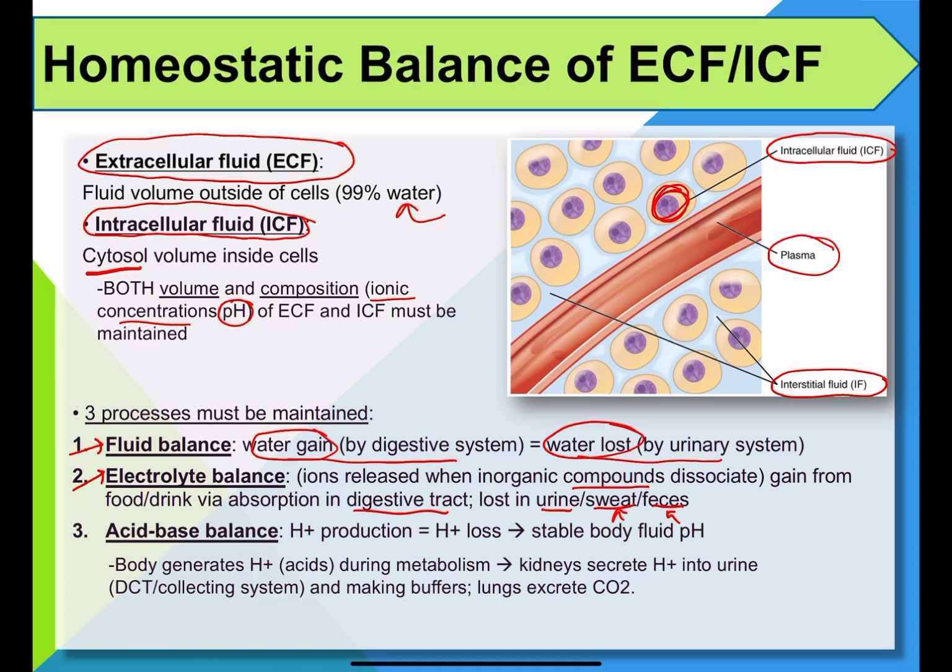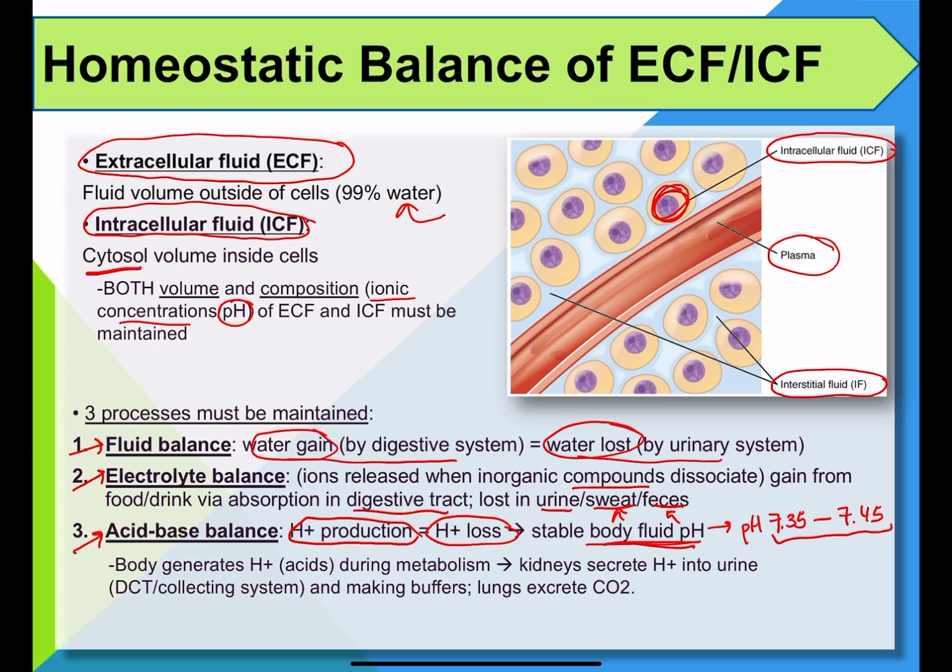And the last part we'll talk about in this chapter is the balance of acid and base. The amount of hydrogen ions produced must equal the hydrogen ions lost. This is what's going to keep our body fluids' pH stabilized. And remember, this has to be kept at a very tight range, from a pH of 7.35 to a pH of 7.45. So it must be kept within this narrow range of pH levels, okay?